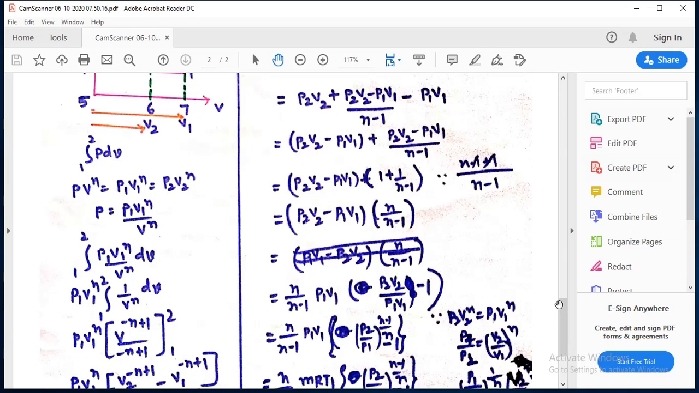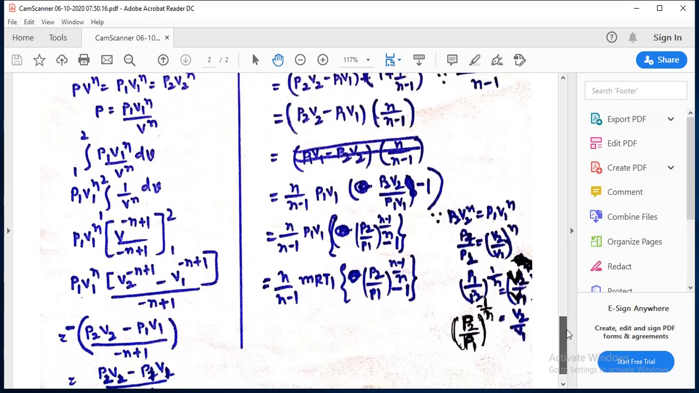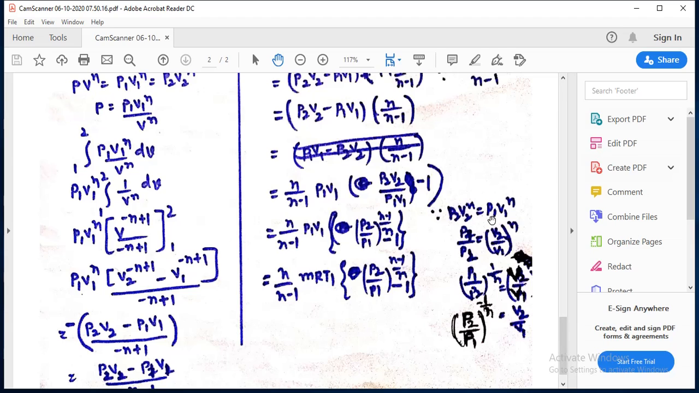This value V2 by V1 we can find by applying this consideration. P2 V2 to the power of n is equal to P1 V1 to the power of n. P1 divided by P2 is equal to V2 divided by V1 to the power of n. We can write P1 divided by P2 to the power of 1 by n is equal to V2 by V1. If you write P2 by P1, it becomes minus 1 by n. This is equal to V2 by V1. So this value V2 by V1 is equal to P2 by P1 whole to the power of minus 1 by n. I am going to substitute it here. Hence it becomes P2 by P1 whole to the power of n minus 1 divided by n minus 1.